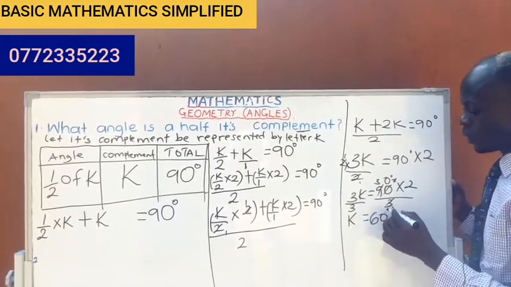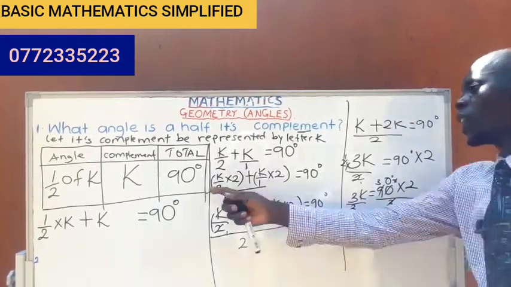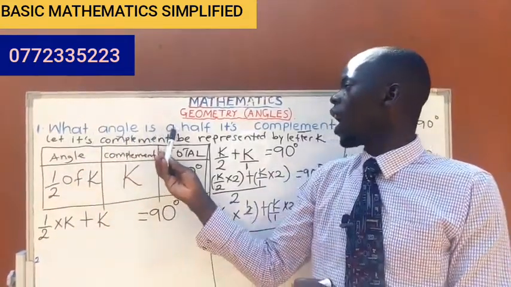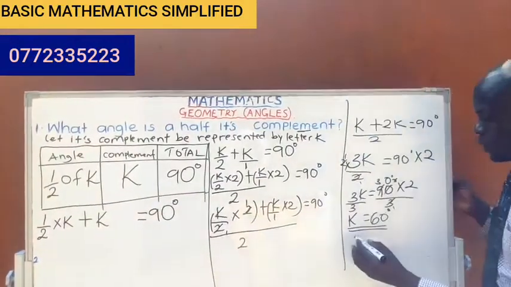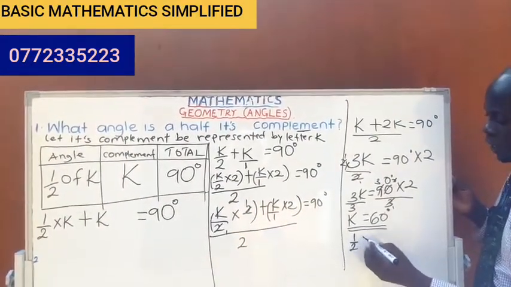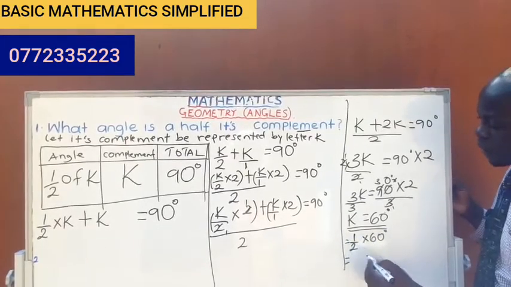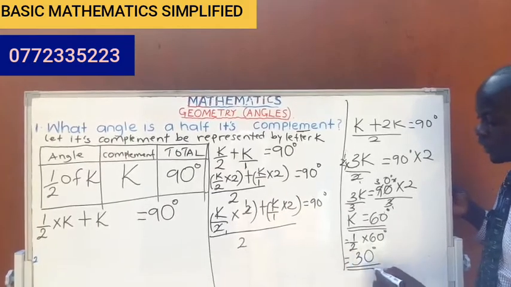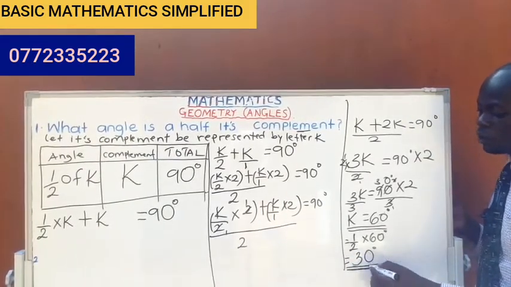Now when you go back to your table, what is that K? The K you have got here is the complement. But the question is telling us: what angle is a half its complement? The angle is here. So the angle is going to be a half of K, and K now is 60 degrees. What is a half of 60 degrees? You divide 60 by 2, which gives you 30 degrees. So the angle is 30 degrees.